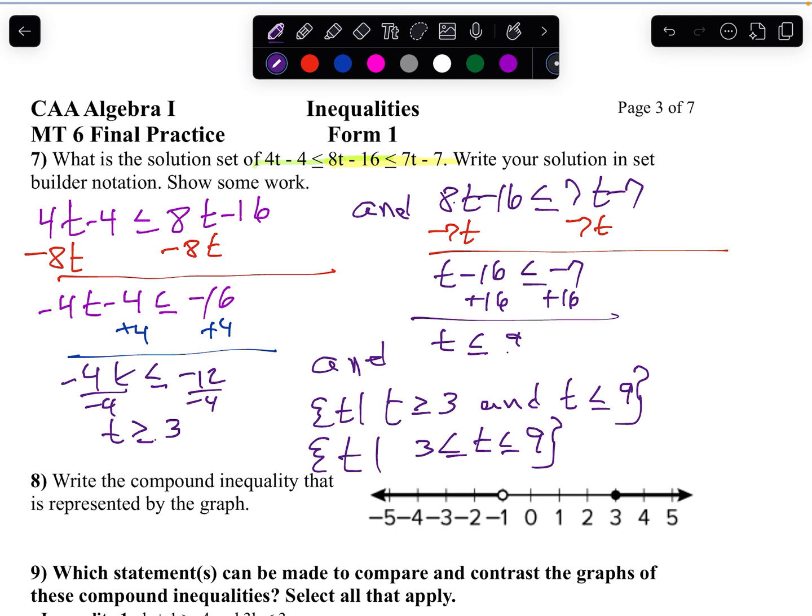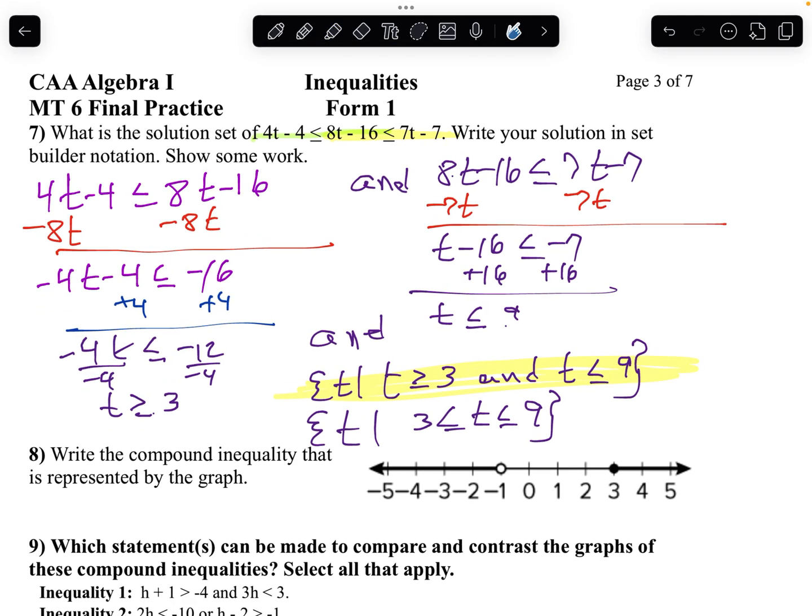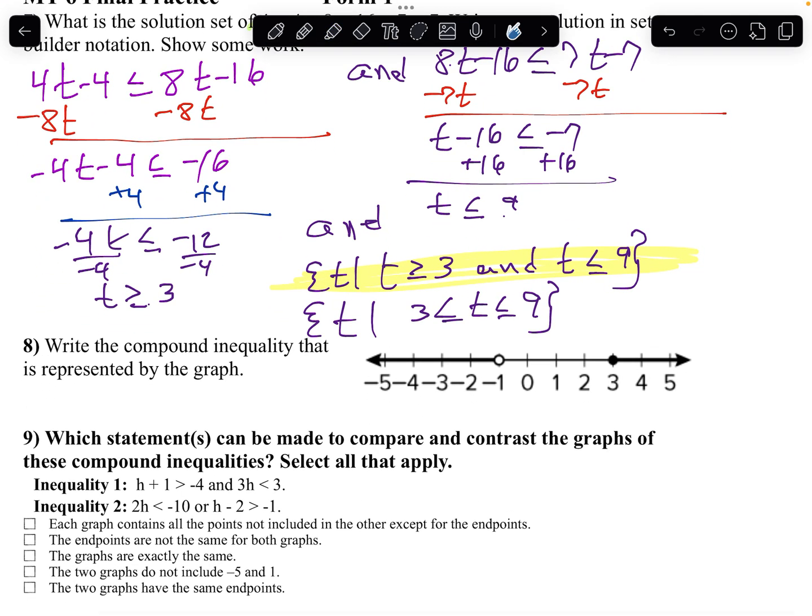But either one is right. And I like the first one because it doesn't require you to do any extra work. But you might see like a multiple choice. You might see the second one as a multiple choice.